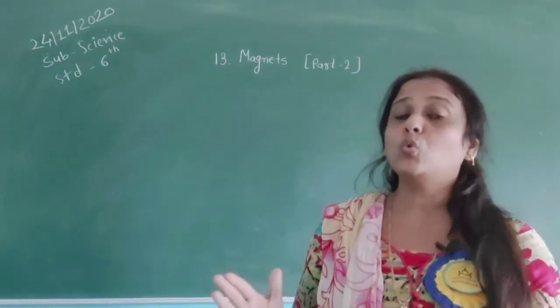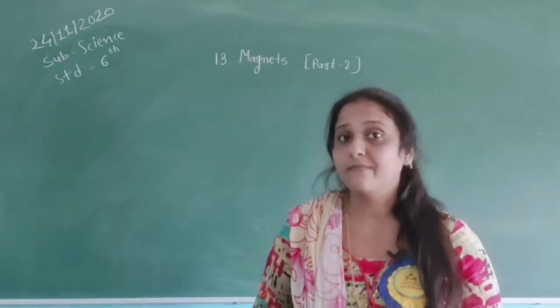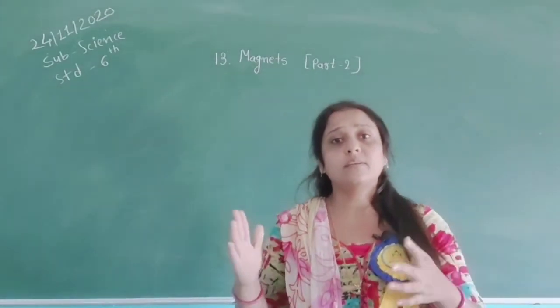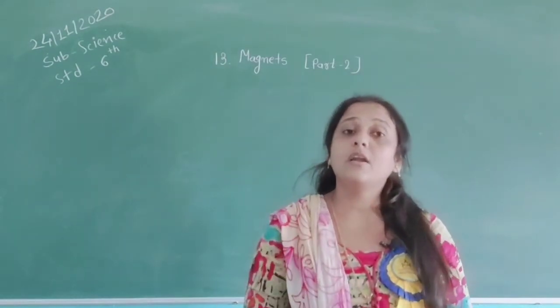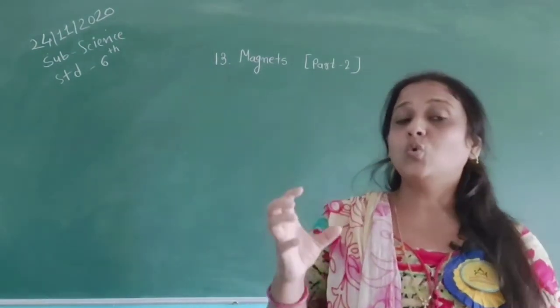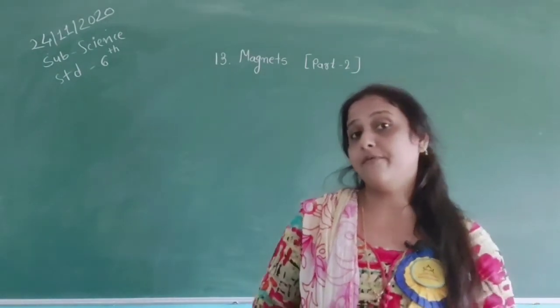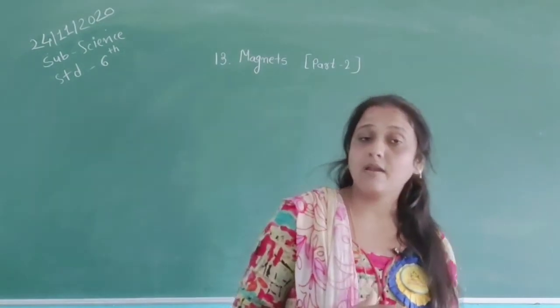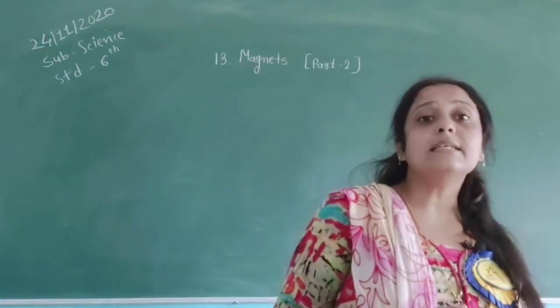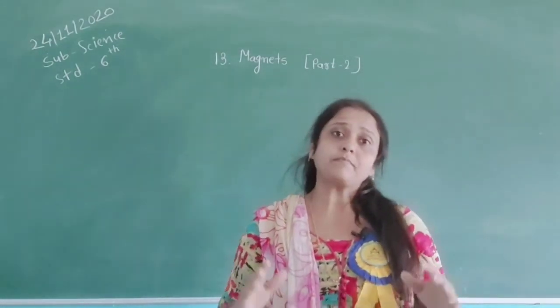Magnets have two ending poles. When you see a magnet, there are two capital letters available there. Which letters? N and S are available there. N for north and S for south.